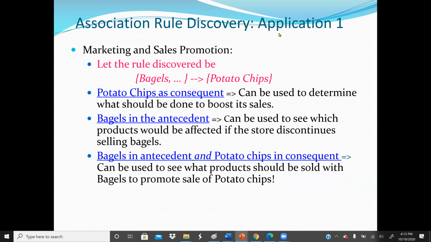So this is an application example, marketing and sales promotion. The rule says when a customer buys bagels, he also buys potato chips. So potato chips is what we call the consequent, the right side, that determines what we have to do based on the antecedent. So the bagels will be the antecedent. The consequent can be used to determine what should be done to boost its sales. And antecedents can be used to see which product will be affected if the store discontinues selling bagels. So if the bagels and potato chips rule works, then if the store stops selling bagels, the sales of potato chips will go down.